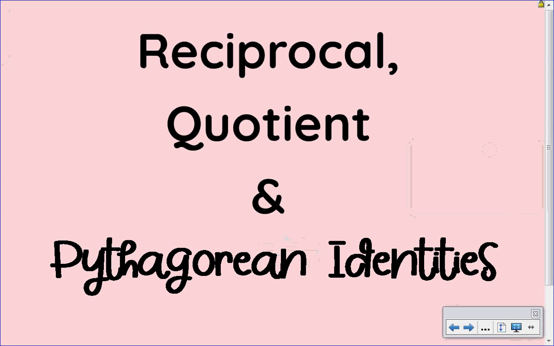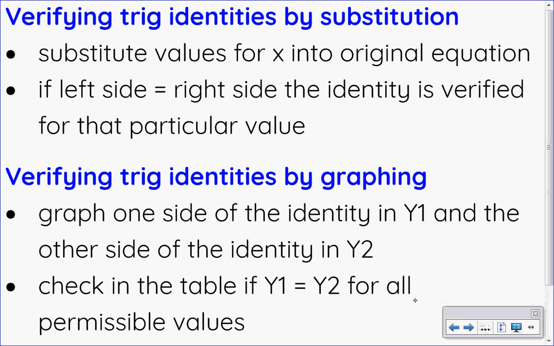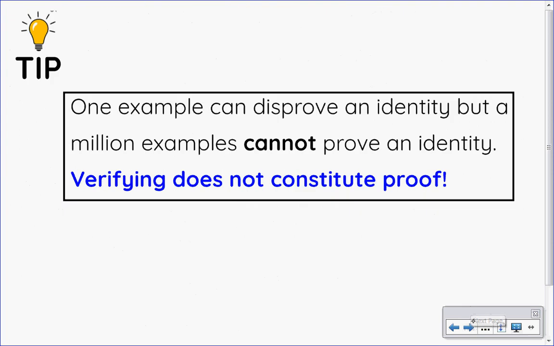Let's get started. When I talk about an identity, before something becomes an identity, we have to verify if it could be an identity. And we can do this in two different ways. One is through substitution, the other graphing. In substitution, I'm going to substitute specific values of x in place of x in the original equation to see if left side equals right side. In verifying by graphing, I'm going to graph one side of the equation in y1, the other side of the equation in y2, and look in my table of values to see if they match.